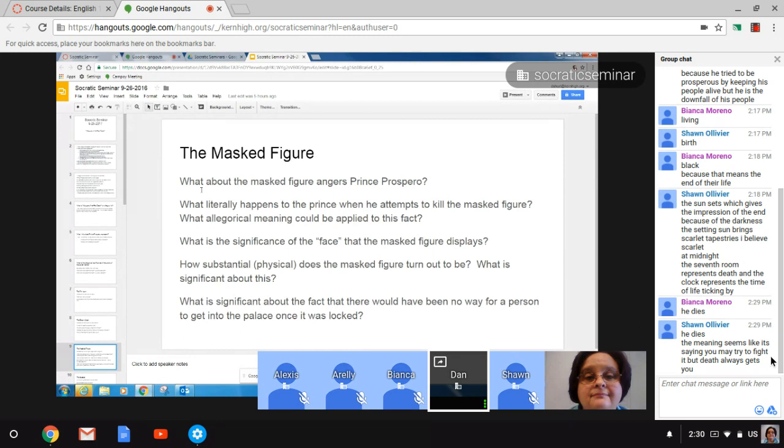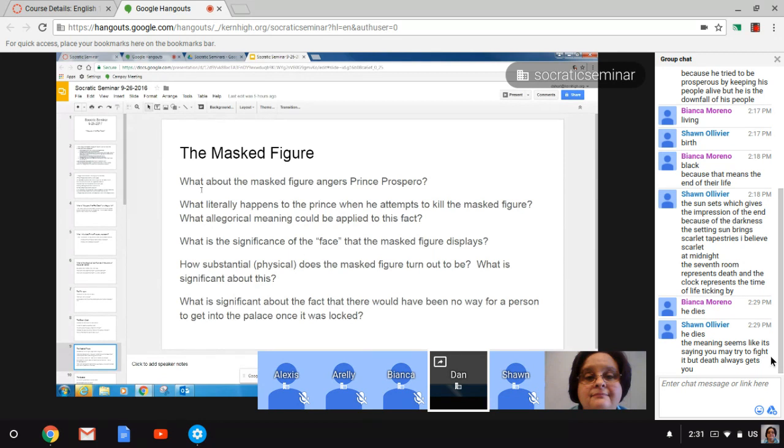So what is the significance of the face the masked figure displayed? Looks like a corpse. That's exactly right. It looks like a corpse. Okay, now, isn't it interesting that this figure's face foreshadows what the maskers will also look like very soon?